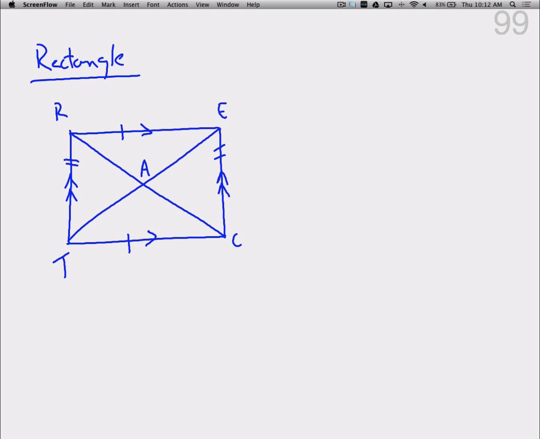Each corner is a 90-degree angle. Good. Good, what else? The angles are supplementary. Could you be more specific? Like EC and RT. Adjacent angles or something, ignoring the angles that are formed by the diagonals. Okay, good, what else?